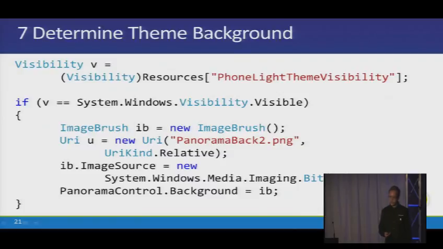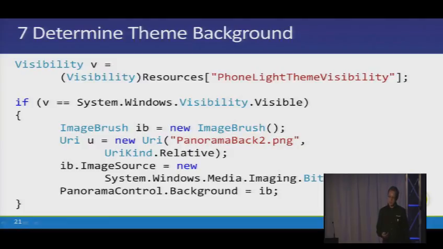So this is a bit of code. This actually doesn't work on the current beta release. This is going to be in there for the final. So there's a new resource added, which is called phone light theme visibility. So basically you can check that value, and if it's visible, then you know you're on the light background. So you can actually change properties within your form depending on that. The main reason you might want to do that is to change a background image, because obviously if you're using standard colours for background, that's dealt with for you.